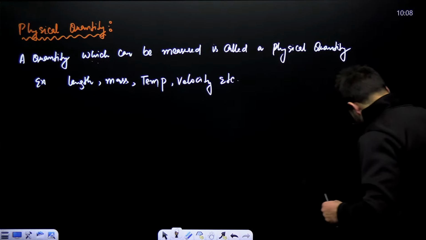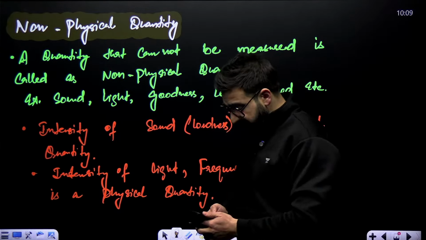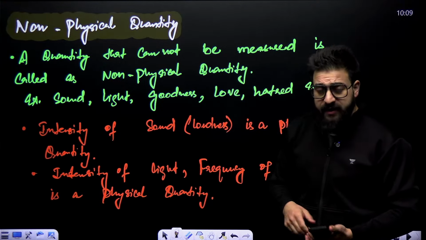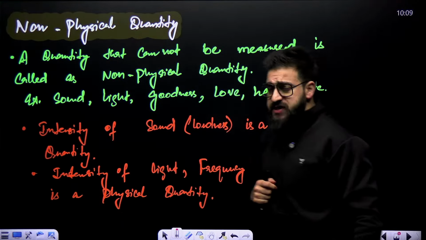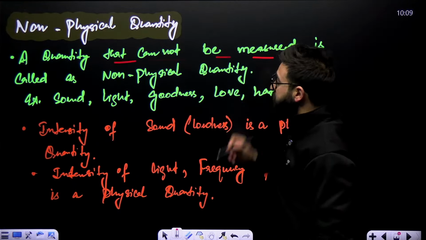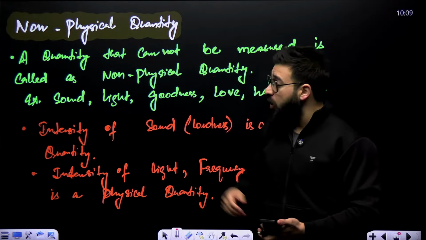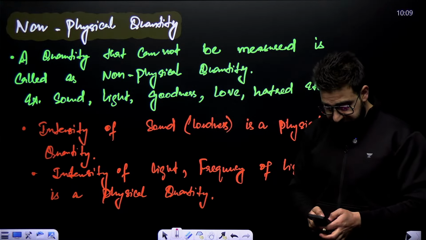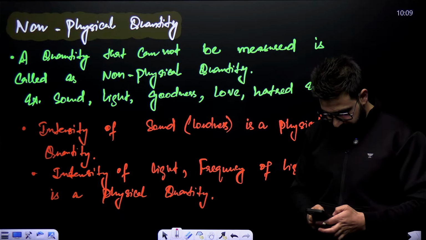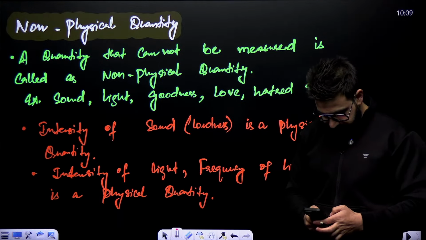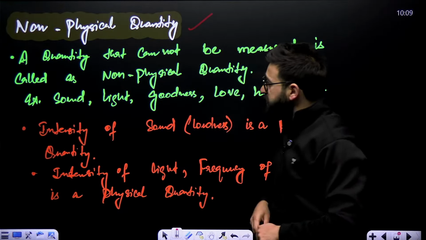Now, let me tell you, we also have the non-physical quantity. What is a non-physical quantity? A quantity that cannot be measured is called a non-physical quantity. It is just the opposite of a physical quantity.